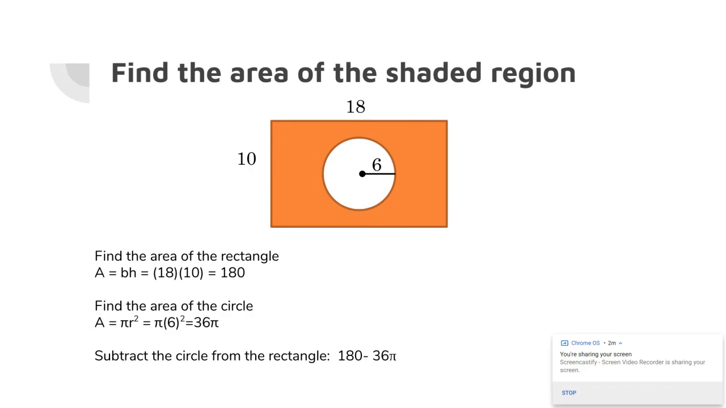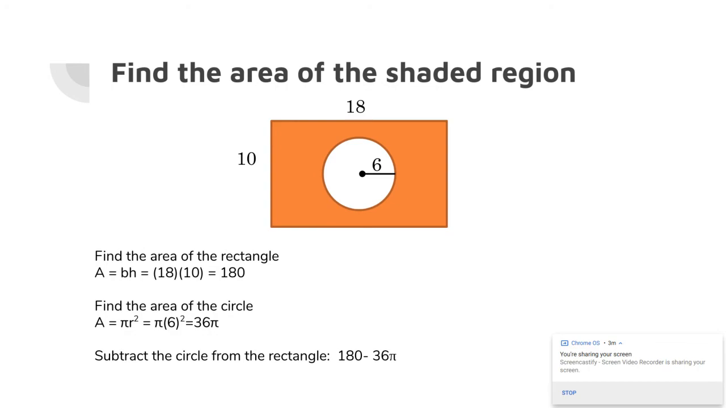I have one more example for you. This is finding the area of a shaded region. You can see that this region is made up of a rectangle with a circle cut out of it. So our problem would be to find the area of the rectangle first, which is base times height, 18 times 10, which is 180. And then we would find the area of the circle, which is pi r squared, which is 36 pi. And then to find the area of just the orange shaded region, that is the rectangle with the circle subtracted from it.